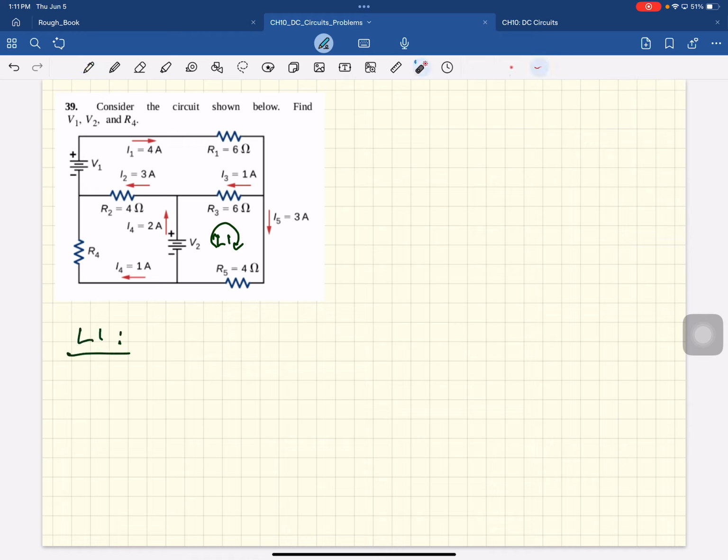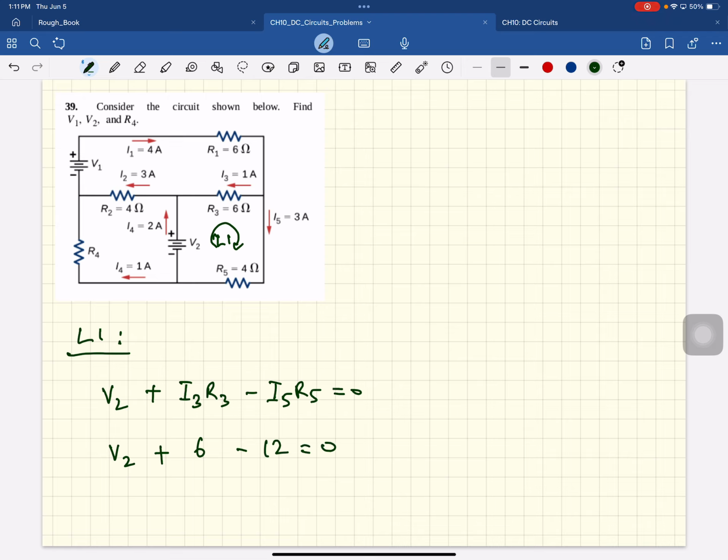All right, I'm going to start here. Anybody want to help me out? V2 plus I3R3 minus I5R5 equals 0. So V2, I3R3 is 1 times 6, 6, and minus I3R4 is minus 12. So V2 is 6 volts.